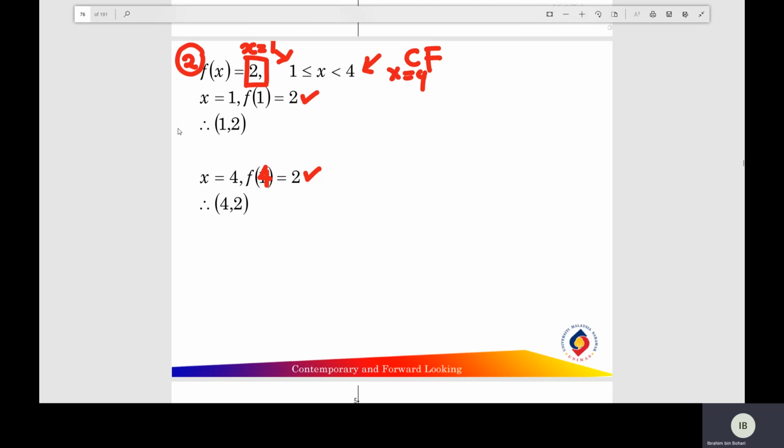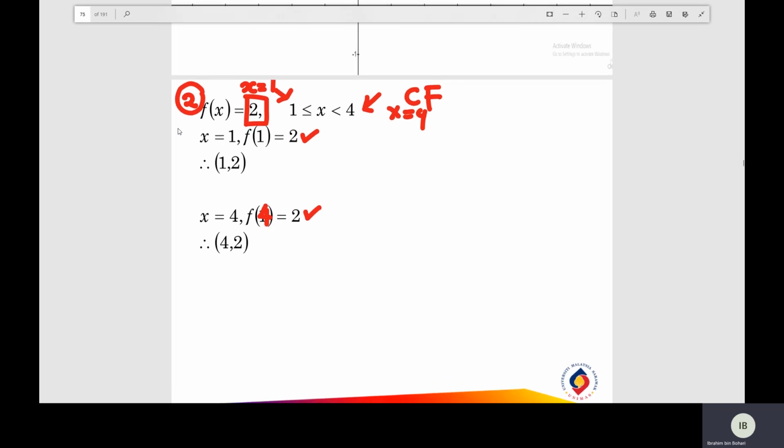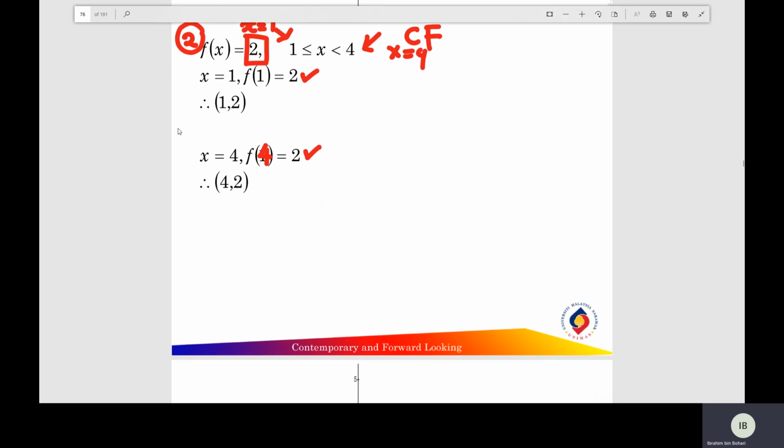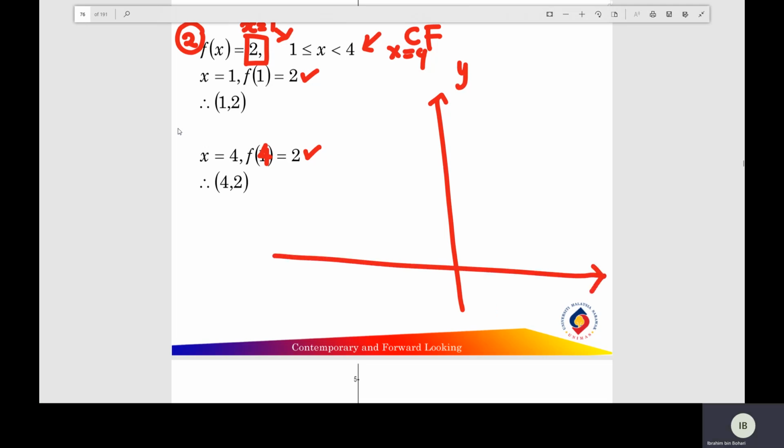Okay, and then you sketch the graph of the constant function. The constant function is very simple. Here is the y-axis of the function, and here is the x-axis of the function. And then the value of f(x) or y here equals 2. So you just draw the horizontal line from negative to positive infinity. Yes, a horizontal line, and the value of y here equals 2.